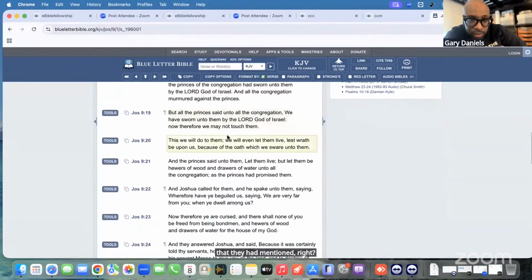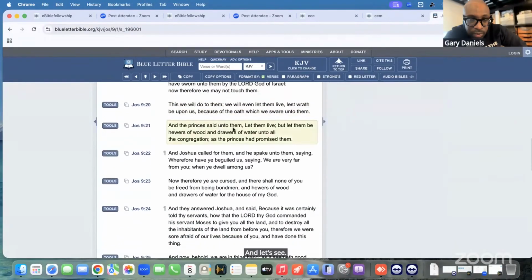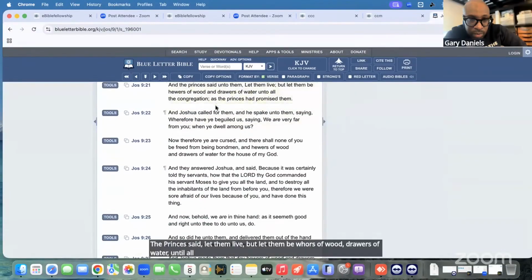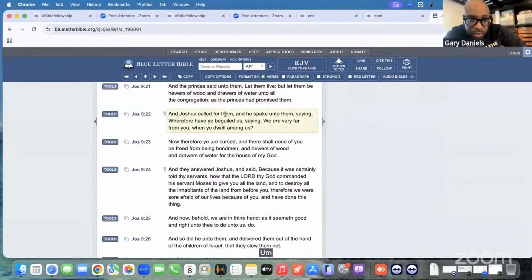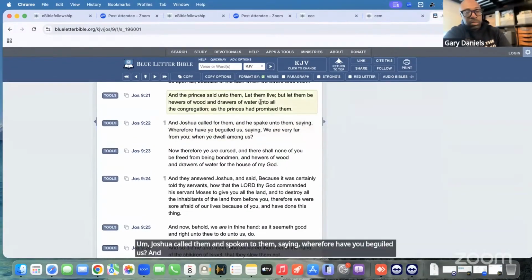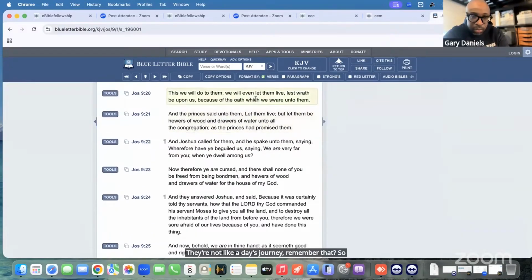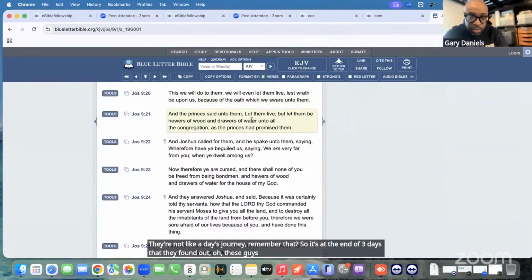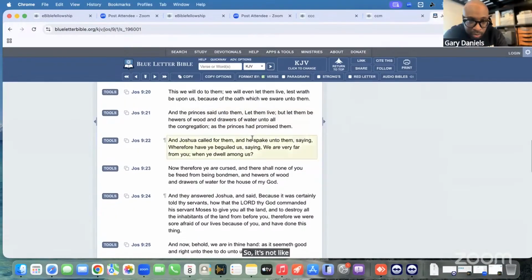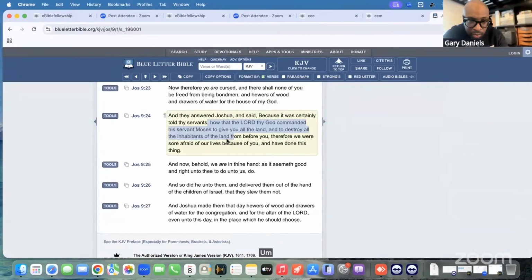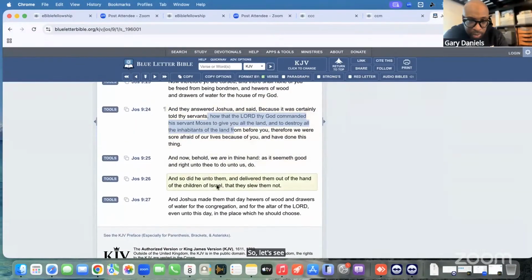And the prince said, "Let them live, but let them be hewers of wood, drawers of water unto all the congregation." Joshua called them and spake unto them, saying, Wherefore have you beguiled us? And notice they're very close by. They're not like a day's journey. So it was at the end of 3 days that they found out, oh, these guys are just our neighbors. It's not like they journeyed far to figure that out. So let's see. God made them hewers of wood and drawers of water, even unto this day.